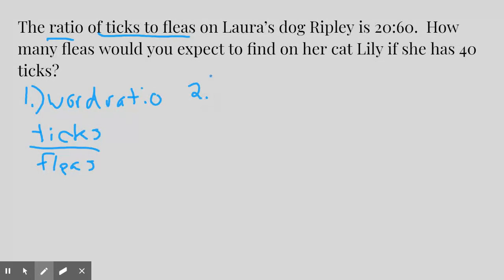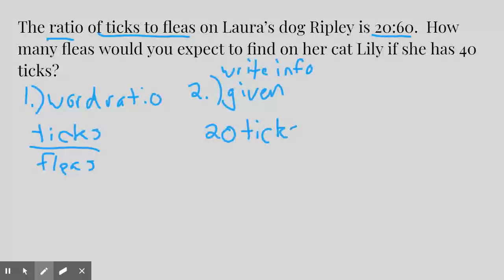Our second step, we're going to write the info given to us. So we know poor Laura's dog Ripley, it has 20 to 60. This means Ripley has 20 ticks for every 60 fleas. Then I'm going to write an equal sign.